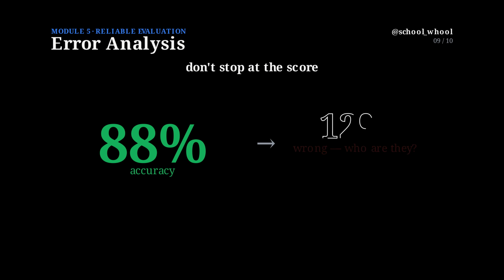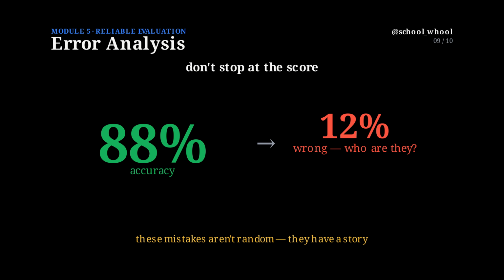Say your churn model lands at 88% accuracy. It's tempting to stop here and celebrate. But hidden inside that number is a 12% it gets wrong. Those mistakes aren't random noise, they usually have a story. Our job is to go find that story.